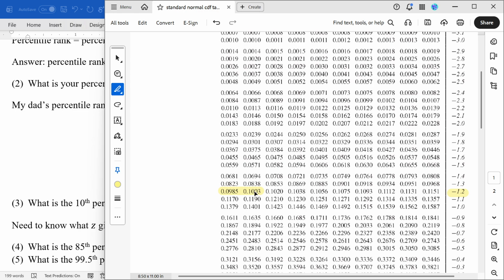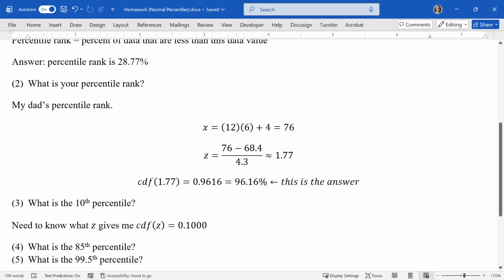After you've done these percentage questions for a while, you'll start realizing, oh, I've looked up that value before. You start looking up the same ones over and over again. So z equals negative 1.28 is the closest. If we had a computer or a calculator, you could use the inverse normal CDF function and get a much closer answer, but this is good enough. That's the closest z that gives me 0.1000 for my CDF.